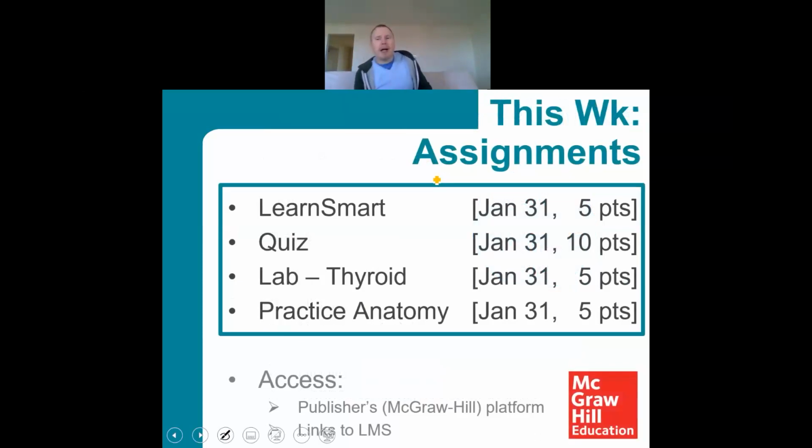This week, what I'm asking you to do is 4 pieces of assignments that count towards your final score. So there are 25 points up for grabs this week. There's going to be the LearnSmart, which is when you log in to McGraw-Hill Connect. It's basically questions from this chapter with a link that you can pull up to that very question section from the electronic textbook that you have. And if you answer all of those, you will automatically get 100% for that.